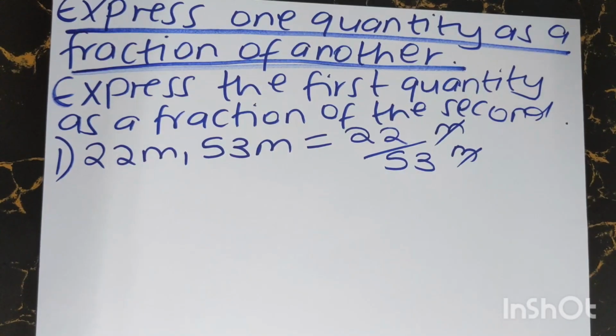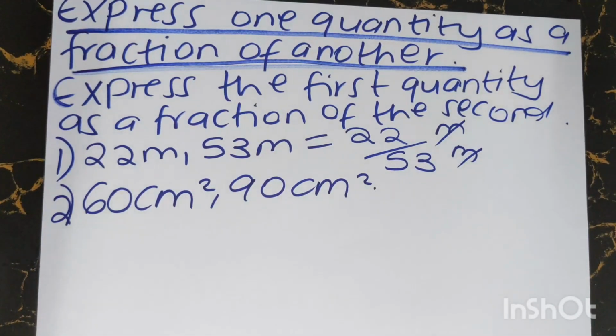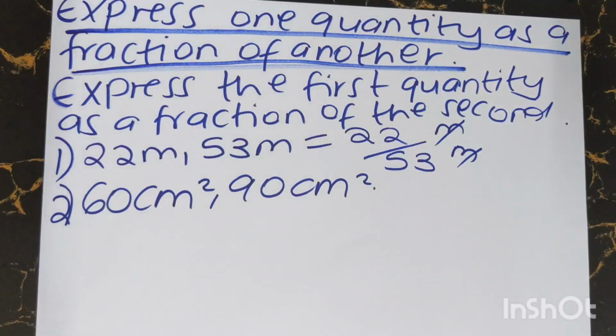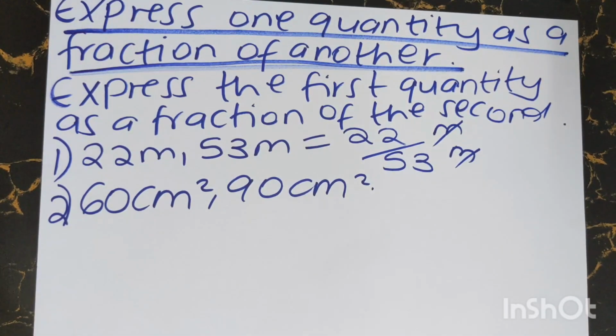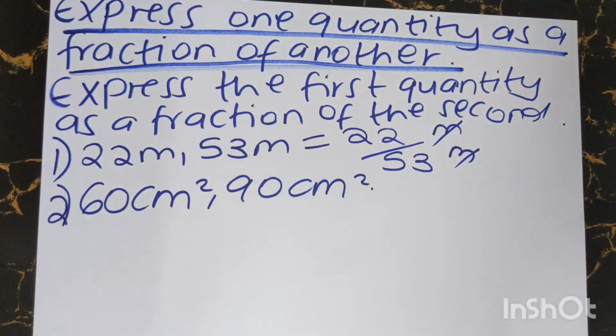So let's look at another example. 60 centimeters squared and 90 centimeters squared. So the units are all the same. They are both in squared centimeters, okay? So our numerator is 60 and 90 is our denominator, okay? So our fraction, therefore, will be 60 over 90. Remember, the units always cancel out.